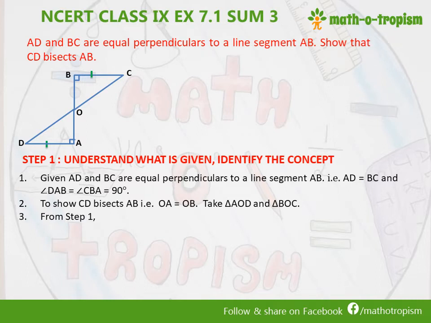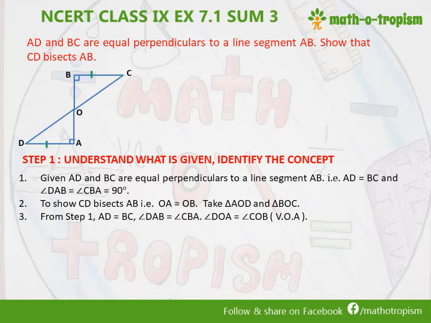So from step 1, we know that AD is equal to BC and angle DAB is equal to angle CBA. Apart from that, we see that angle DOA is equal to angle COB, because both are vertically opposite angles. So here we have two angles and a side which is not the included side, because we have angle A, angle B and angle O, and the sides AD and BC.